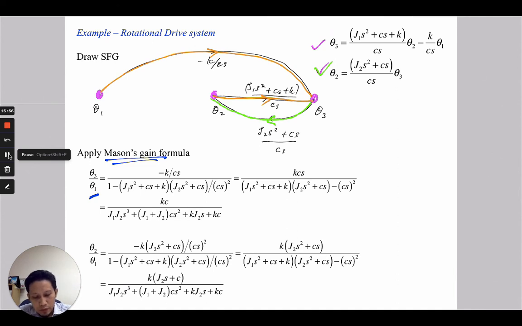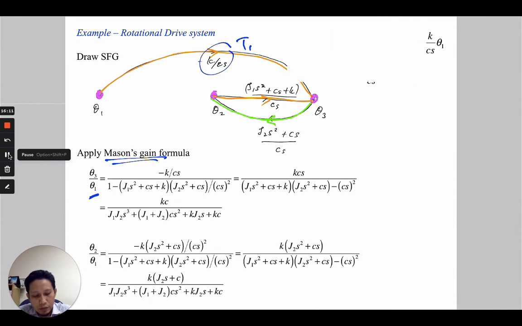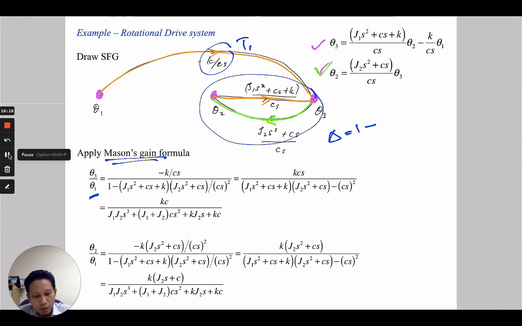So T1 is actually this one. So this is T1, and then for this theta 3 over theta 1, we need to find delta, where our delta is equal to 1 minus this loop over here. Okay, so that's why we can have T1 delta 1 over delta, where our delta 1 is equal to 1 because there is no loop that does not touch T1.